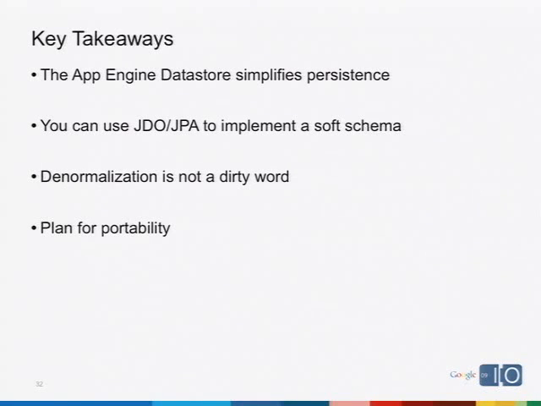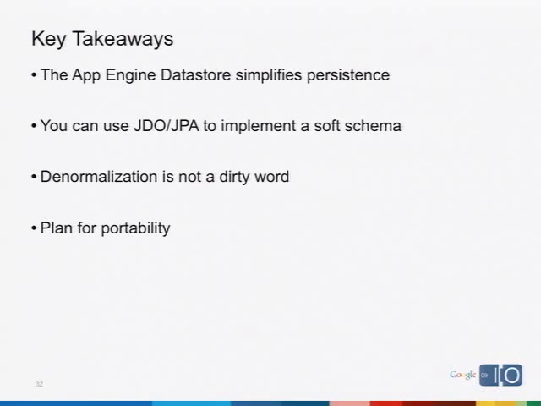So the key things that I want you to take away from this talk as we're wrapping up. First and foremost, the App Engine data store simplifies persistence. It simplifies the development of your application. You get the rapid prototyping. You get the rapid type-safe prototyping if you're using JDO and JPA and implementing a soft schema. And it simplifies the management of those applications. And yes, it simplifies the management of scalable applications.